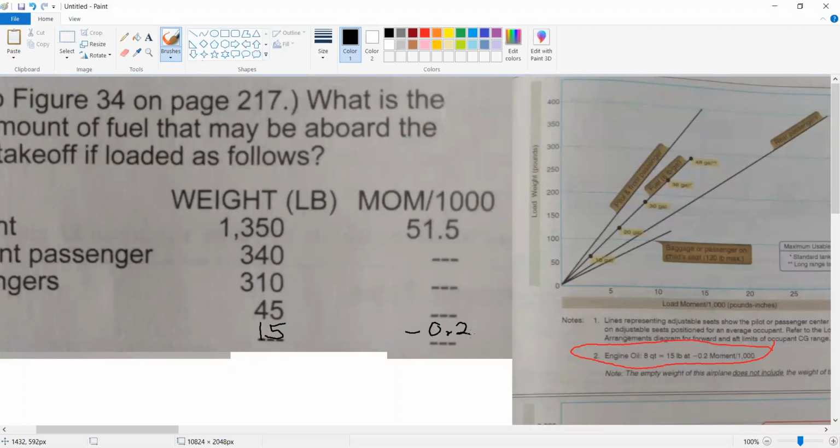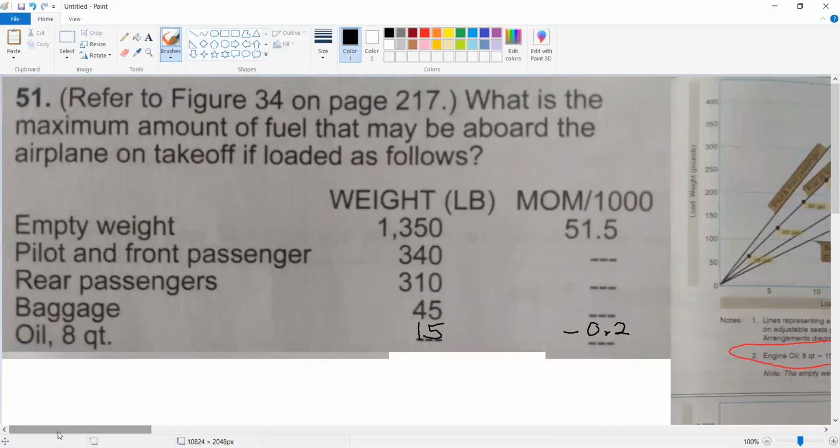All right, so that's given to us, which is great. We do need to calculate fuel because that's a part of the weight of the aircraft as well. So we'll calculate that later, but that needs to be calculated as well. Right, we need the weight and the moment for that.